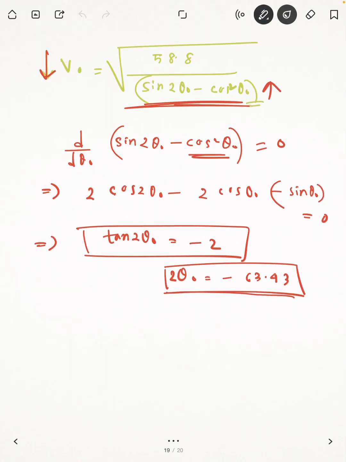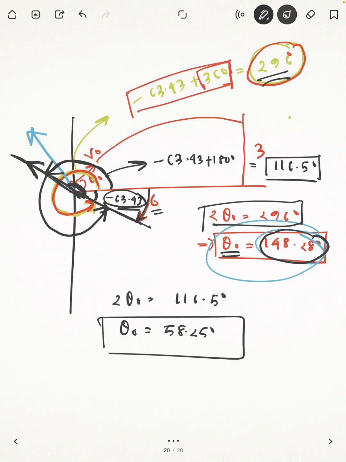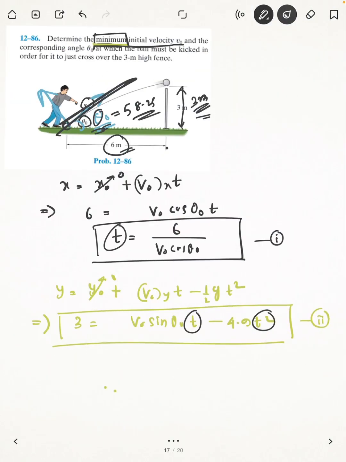So you see, if you solve on the calculator tan inverse 2, you're going to get the 2 theta naught as -63.43 degree. This is calculated from the negative x-axis, and if you calculate it from the positive x-axis, that becomes what? 296. So that is equal to 2 theta naught. And if you solve for theta naught, you're going to get theta naught as 148.28 degree. So that is not possible. Why? Because this is greater than 90 degree, and he didn't kick the ball at a greater than 90 degree angle.